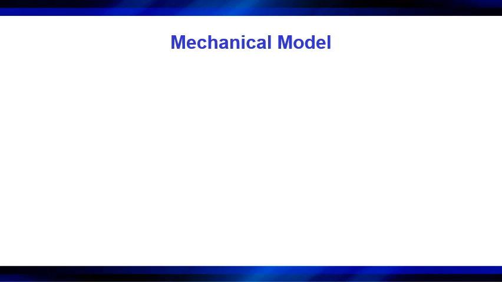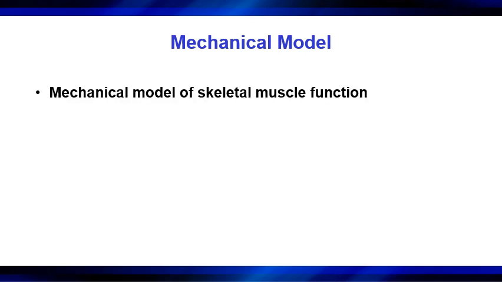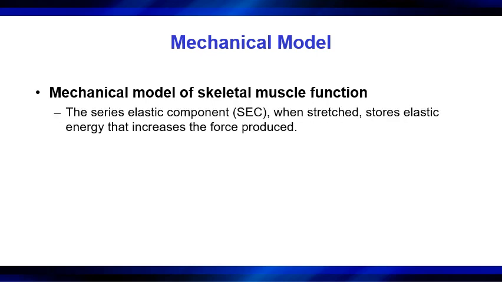Now looking at the mechanical model of muscle as it relates to plyometrics. There's going to be an illustration on the next slide that shows, in a somewhat abstract manner, how all of these things come together. The first component is what's known as the series elastic component, which primarily consists of the tendon. This is the big component related to plyometrics.